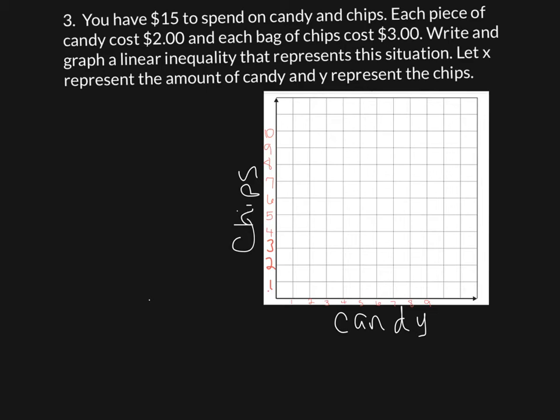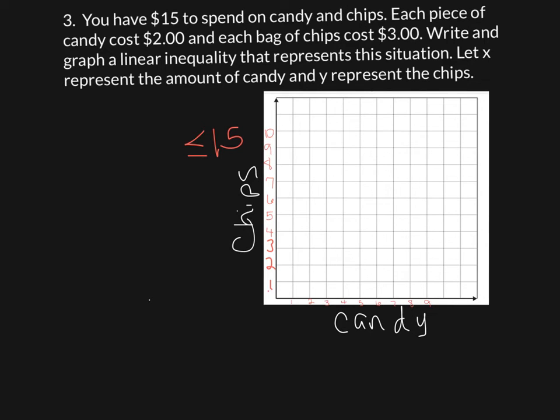All right, next one's a word problem. So you have $15 to spend on candy and chips. Each piece of candy costs $2, and each bag of chips costs $3. Write and graph a linear inequality that represents this situation. Let x represent the amount of candy and y represent the chips. Okay, so we have up to $15 to spend. So we know that 15 is the max amount of money we can spend. We can spend less than that.